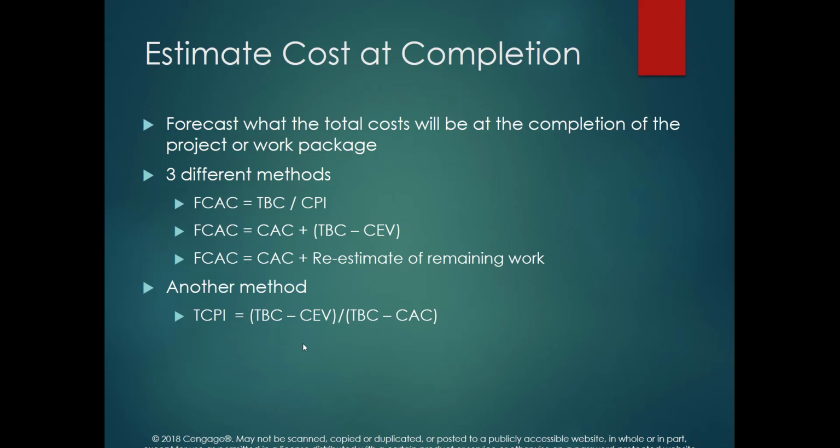Also, we have another performance index, which we call the total cost performance index. It's the difference between the total budget cost and the cumulative earned value, divided by the total budget cost minus the total cumulative actual cost. In this one, we measure our cumulative earned value, the total budget that we have, and the difference between these two values. Here we measure how much money we have spent so far and how much we need to spend. So this is another measure that indicates how well the project is doing.